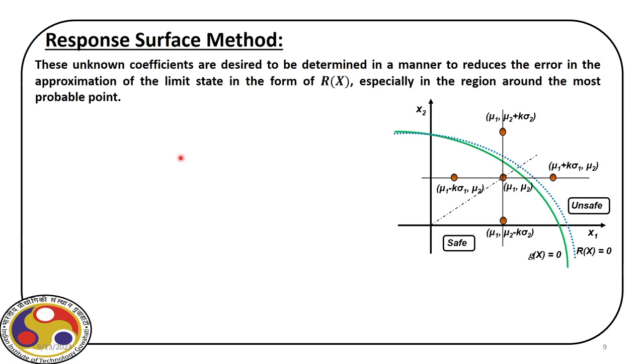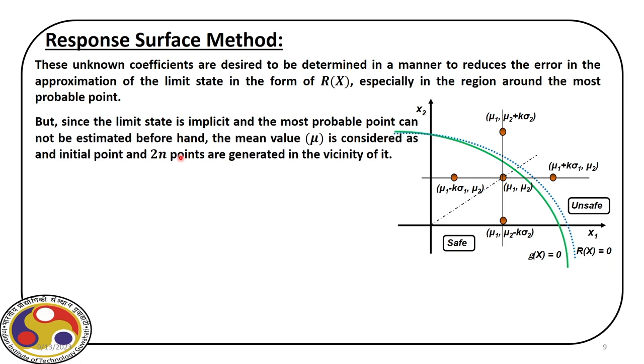And then, of course, as we progress, we will see there are different versions of this response surface. In place of this algebraic polynomial, we can use any other polynomial. And in fact, as we progress, we will use orthogonal polynomials also to construct this response surface.